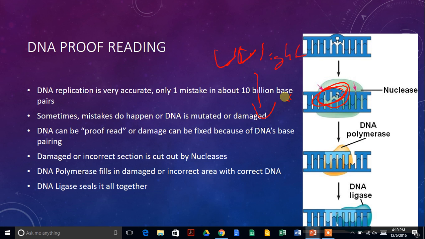But it can happen, so your DNA needs a proofreading or a fixing mechanism. That's easy because DNA is complementary. So what happens if this is damaged is it gets cut out by an enzyme called nuclease. DNA polymerase goes and fills it in with the correct DNA, and DNA ligase sutures it or welds it back together. Awesome evolutionary development for our DNA to prevent harmful mutations from happening. That's why DNA proofreading evolved. It's a very old, ancient mechanism that's shared by many, many creatures.